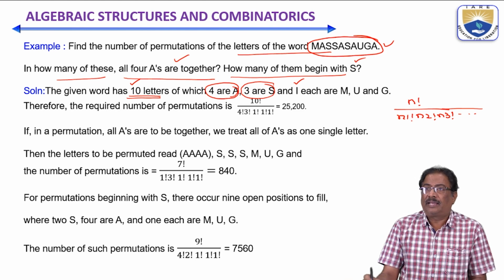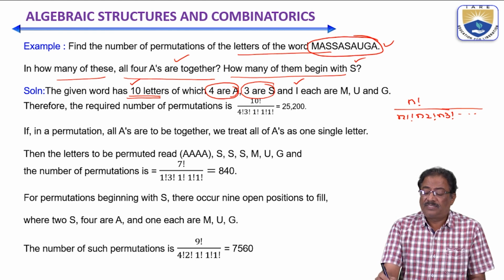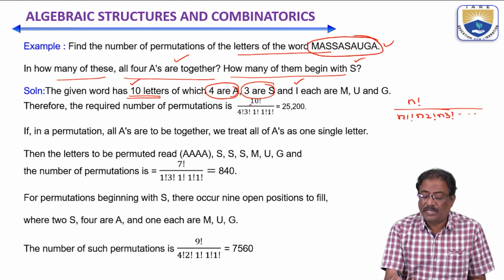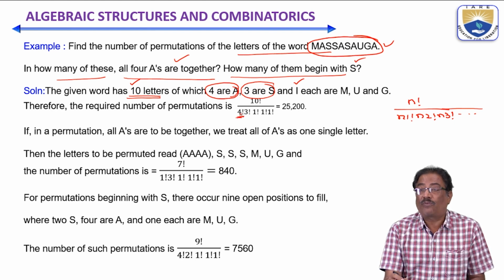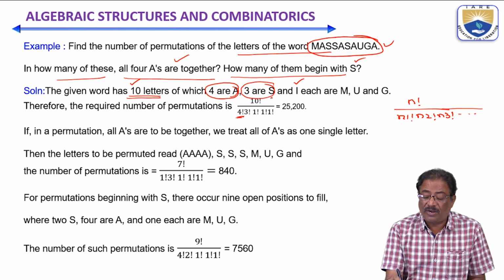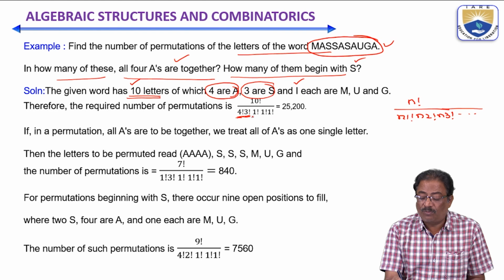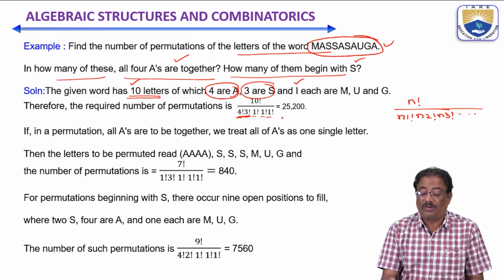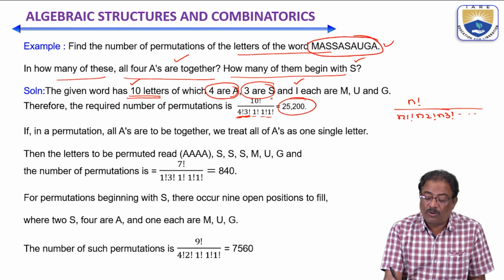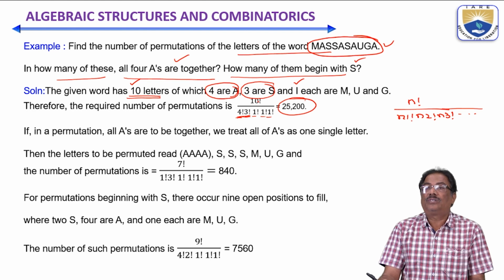So for the given word, which has 10 letters, I take 10 factorial, out of which A is repeated 4 times, so 4 factorial. S is 3 times, so 3 factorial, and the remaining are only 1 time each, so 1 factorial. Subsequently, we get 25,200.